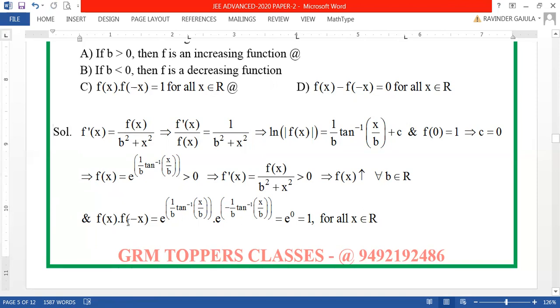And what is f of x into f of minus x? So f of minus x will be taken as e power minus 1 by b tan inverse x by b, because tan inverse of minus x by b is minus 1 by b of tan inverse.